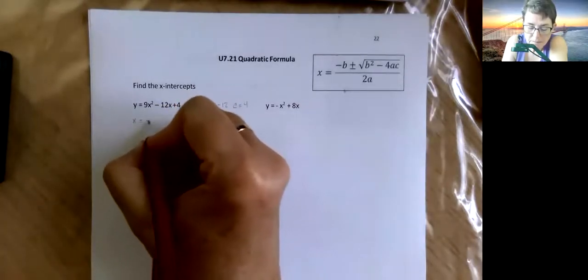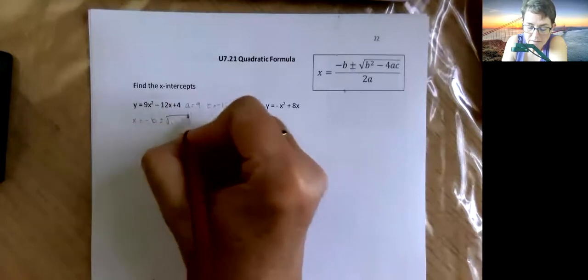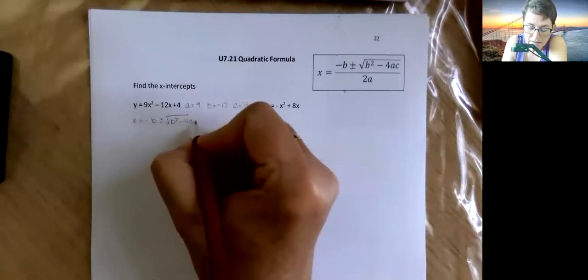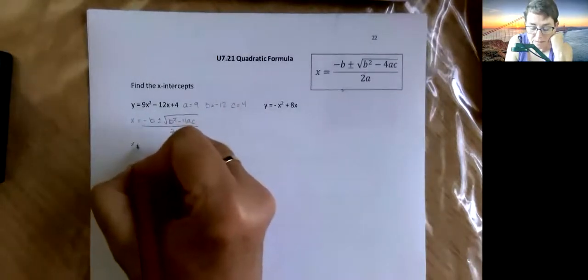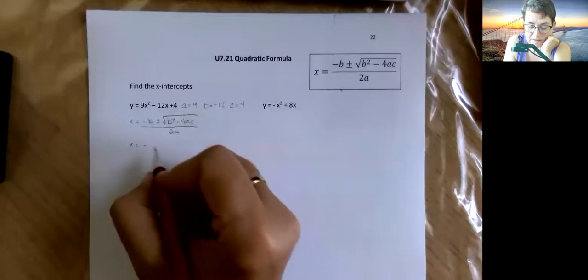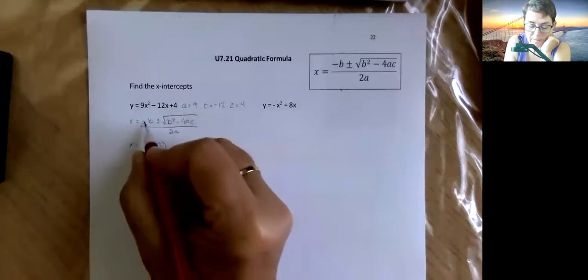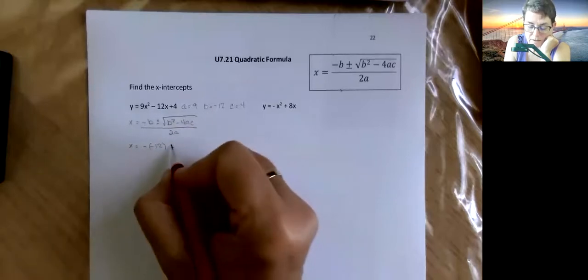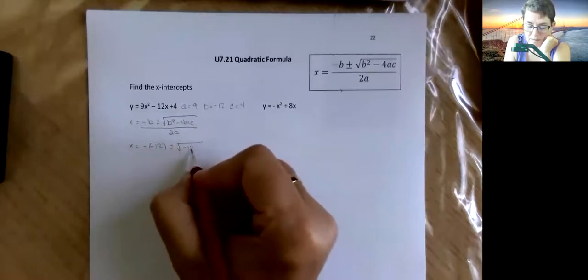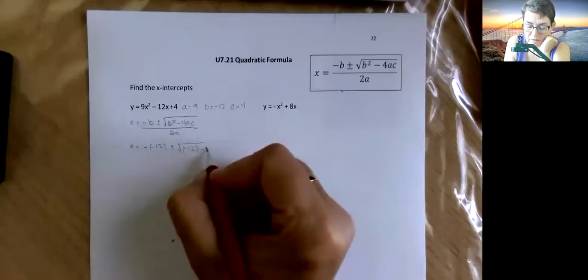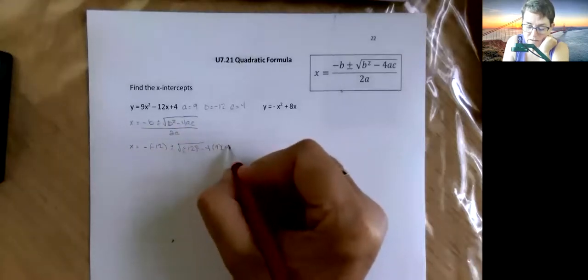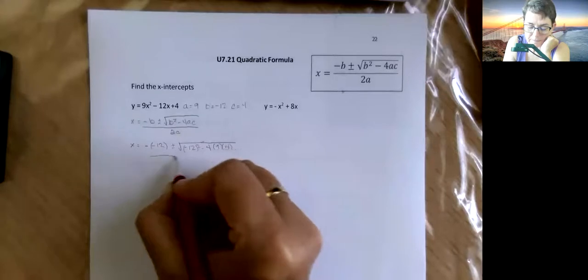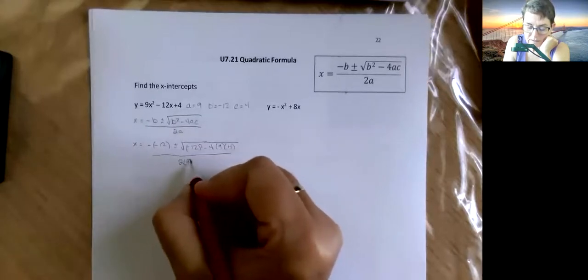So x is equal to minus b plus or minus square root b squared minus 4ac all over 2a. I know you didn't need to do that. So x is equal to, need to be careful, minus 12. Again, the minus from there and the minus from there, plus or minus square root minus 12 squared minus 4 times a, which is 9, times c, which is 4. Extend that line. All over 2 times 9.